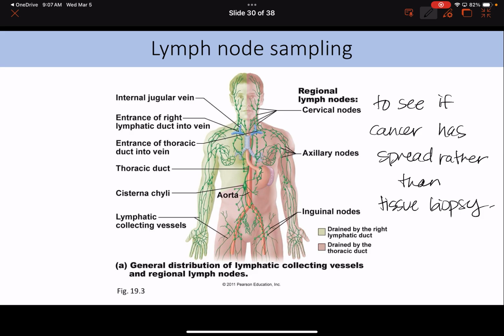And what's the word that you learned in Bio 32 for the spreading of cancer? Metastasize, yeah. Or metastasis.